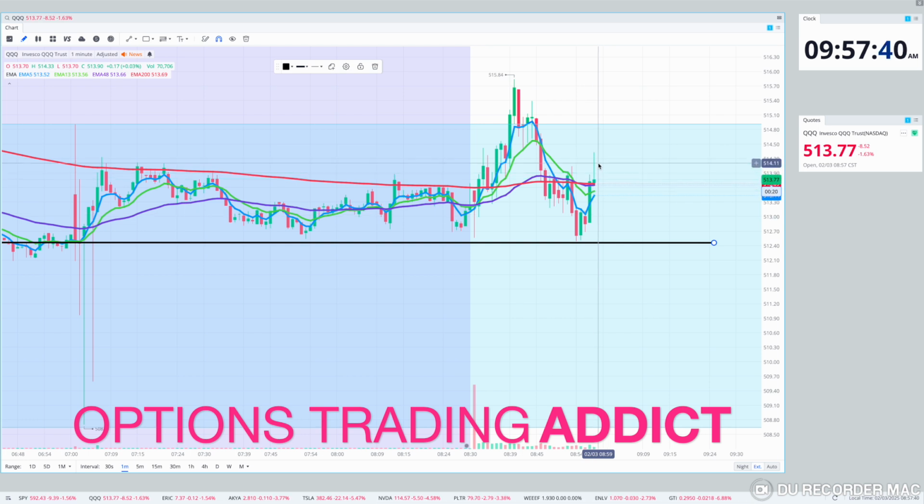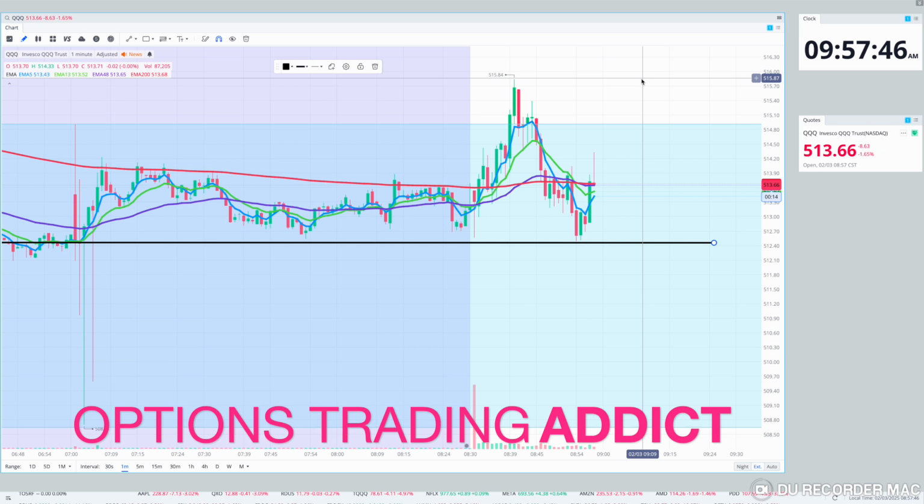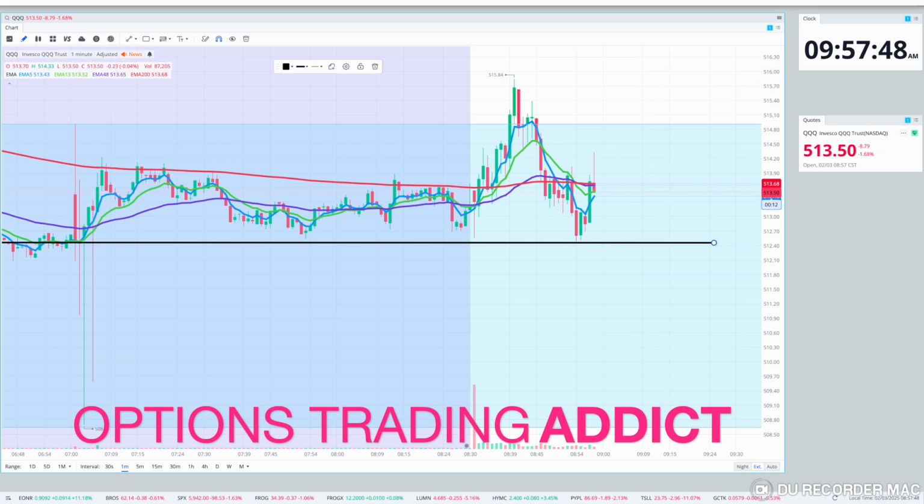So definitely be careful. You want these EMAs to align properly. You want the momentum to be there. Don't lose for nothing, okay? Make smart choices on the chart.